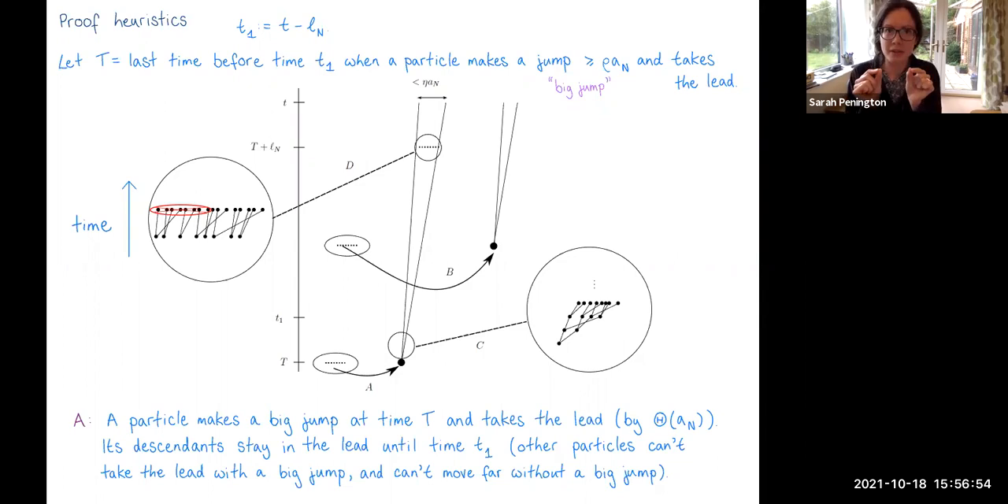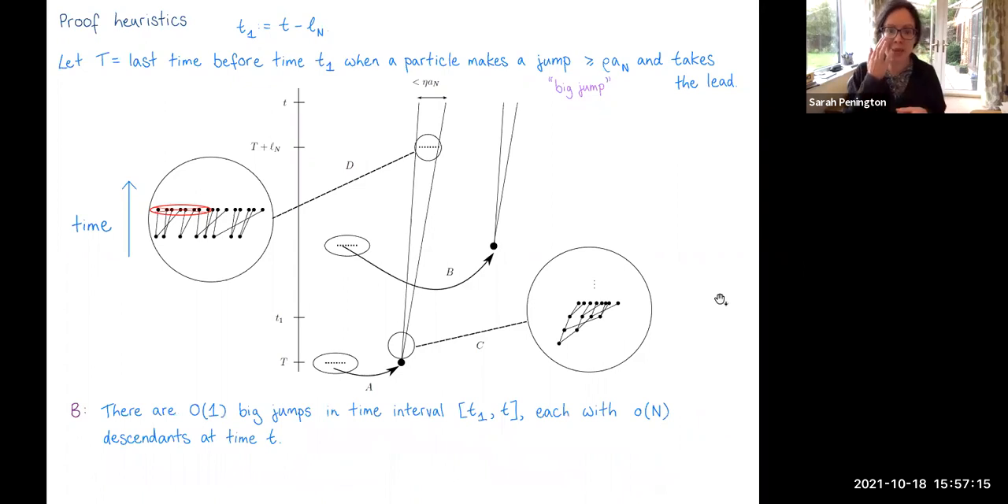So the only way they could overtake would be to make a big jump that ended very close to the lead and then overtake with some little jumps. But that requires a big jump to land in a very small interval, and that's also unlikely. So it's very likely that the descendants of this particle stay in the lead until at least time t1.